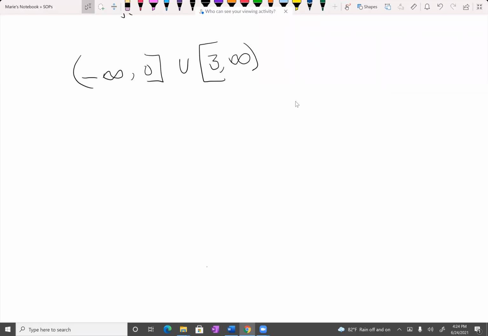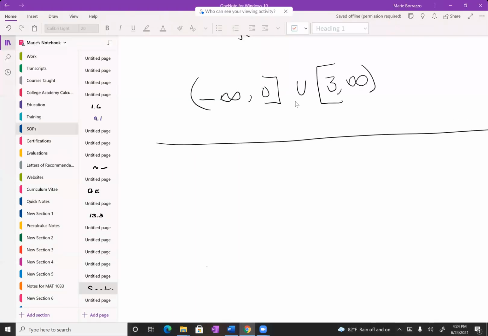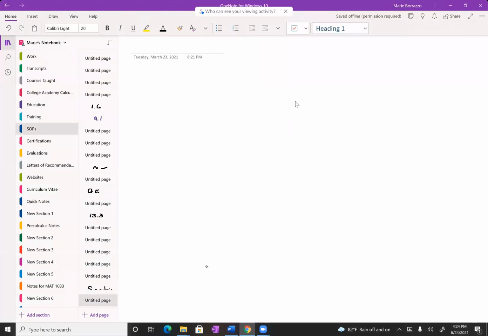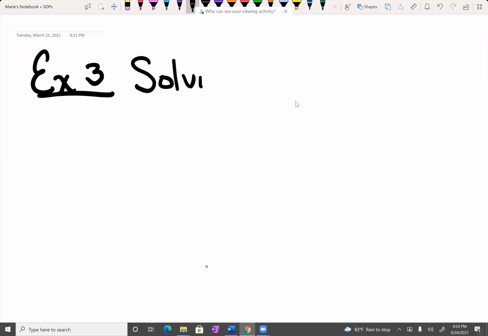All right. I think for that, you need a lot of number sense and practice. So that goes back to your foundation skills. Okay, example 3. Here we're basically solving inequalities.